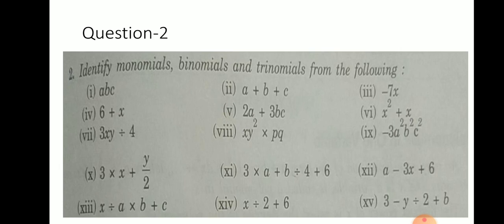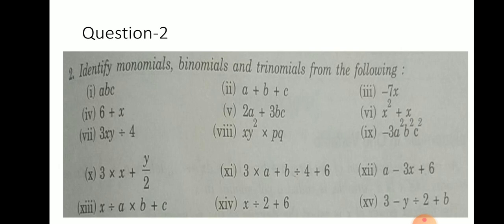Coming to the seventh one, 3xy is a term, 4 is a term. They are connected by divided by again. So if variables and constants are connected by into or divided by symbol, then the total combination gives a single term. That's why the seventh question is a monomial. And coming to the eighth one, here also xy square and pq are the two terms. They are connected by into, so this is also a monomial.